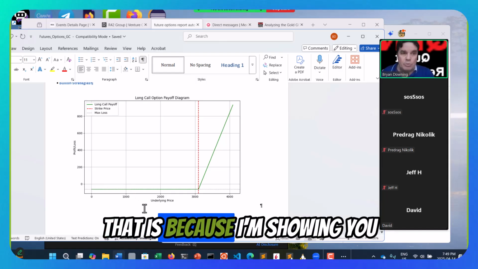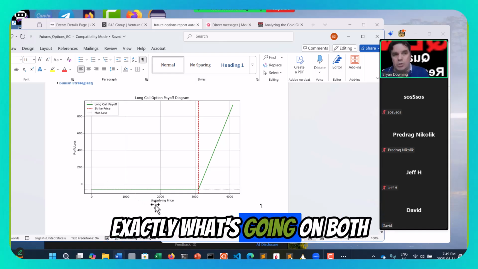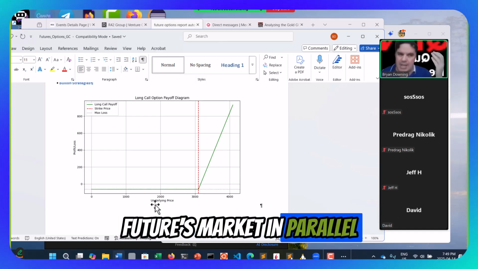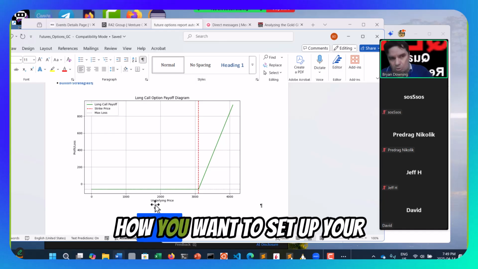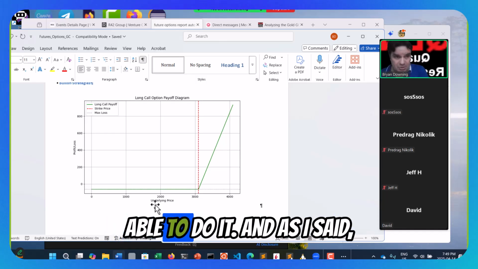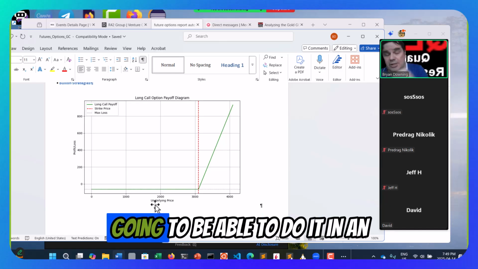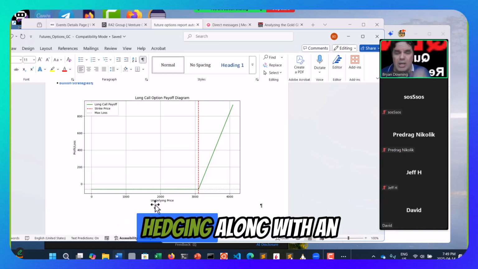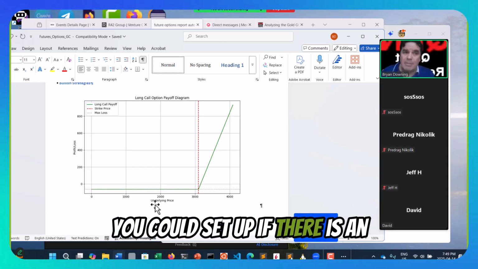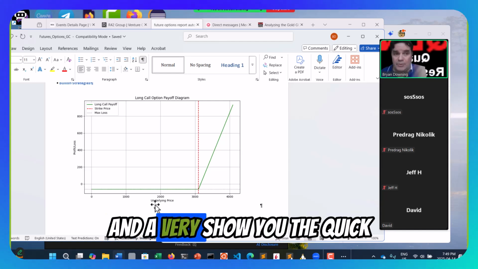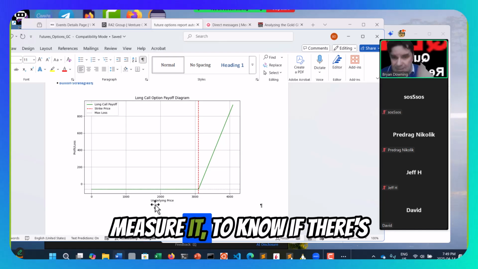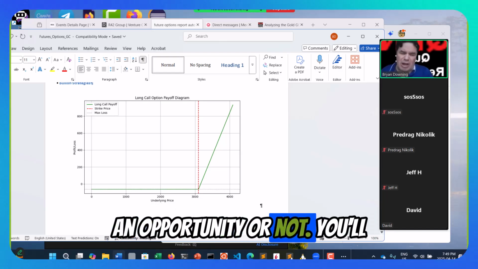The reason for that is because I'm showing you exactly what's going on in both the options market and the futures market in parallel, to be able to quantify how you want to set up your strategy for whatever set of positions you're going to do. As I said, you'll be able to do it in an optimal way. It's going to be hedging along with an arbitrage. At the same time, you can set up if there is an opportunity with arbitrage, and I've already shown you the put-call parity as one way to measure it, to know if there's an opportunity or not.